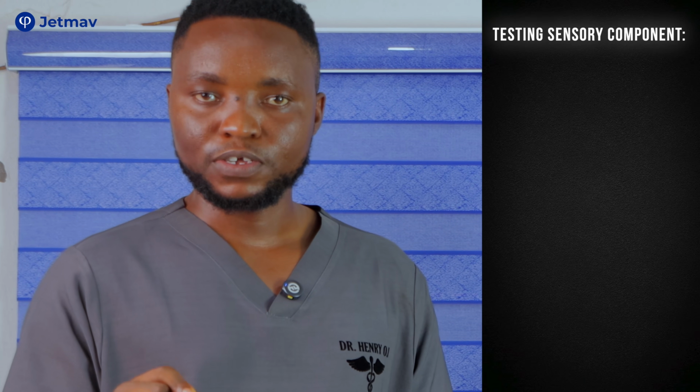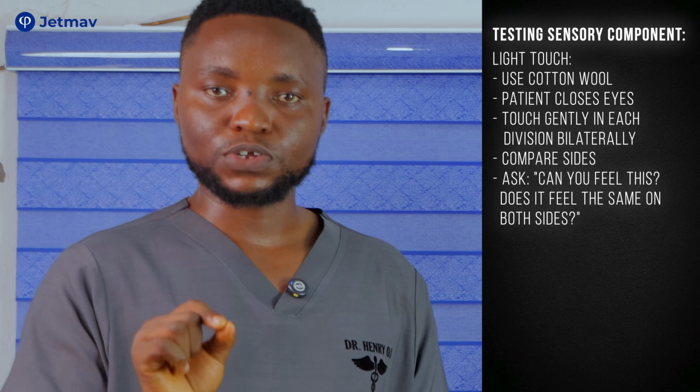Now, for testing the sensory division, we're going to perform light touch first, which we will do with cotton wool. Gently touch each division, and then we can ask the patient if they're able to feel this on both sides.